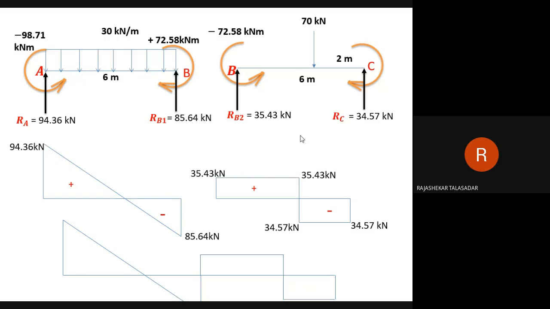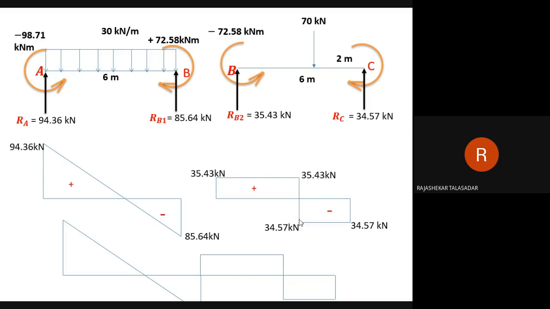Similarly for this beam, here RB2, that is 35.43 up. And from here to here there is no load, so it remains constant. Whereas here the load goes on decreasing, therefore this line goes on decreasing. To the left of this point it is 35.43. To the right it means 35.43 minus 70. How much does it come? 34.57, minus 34.57.